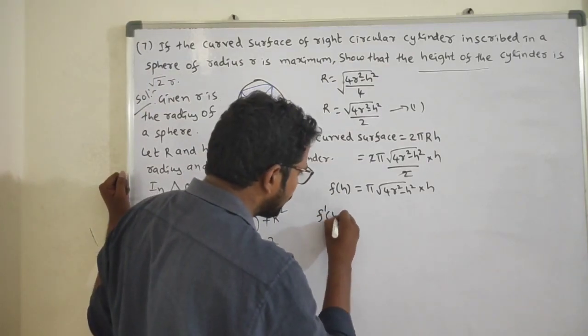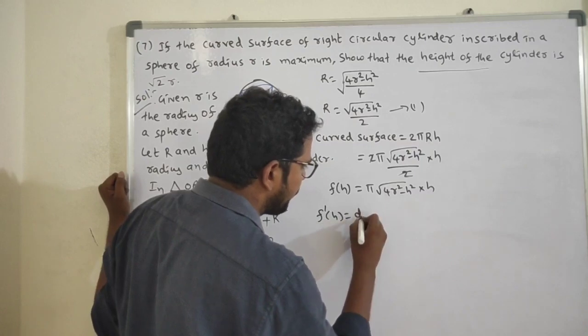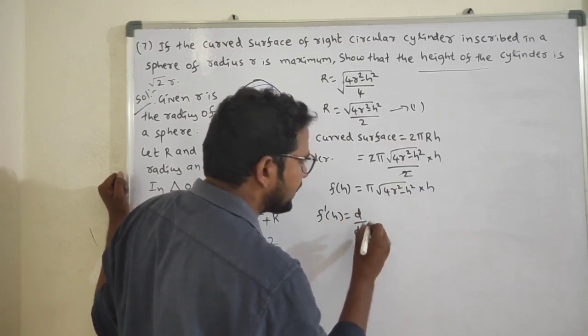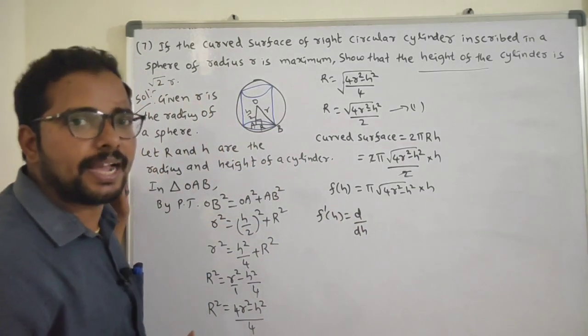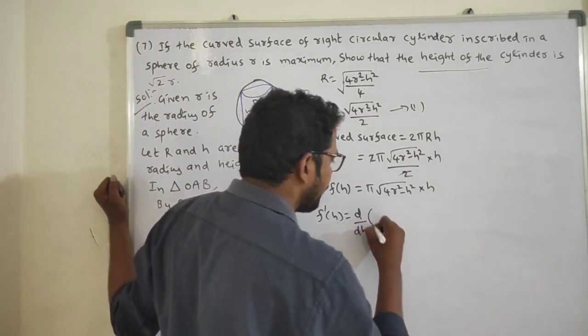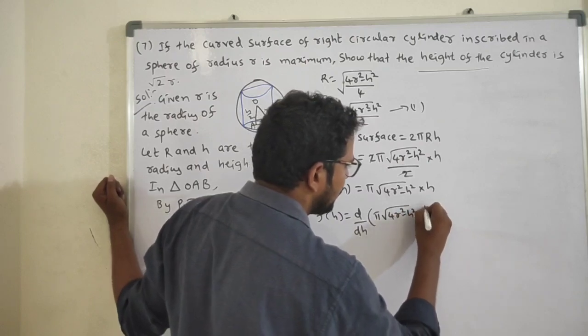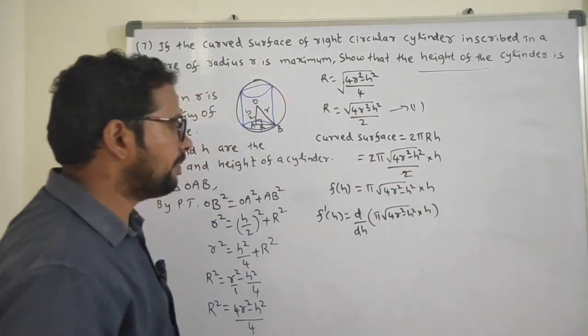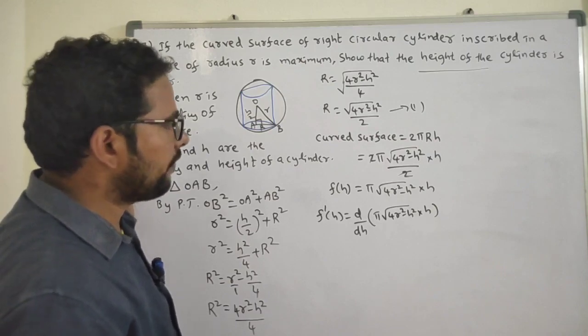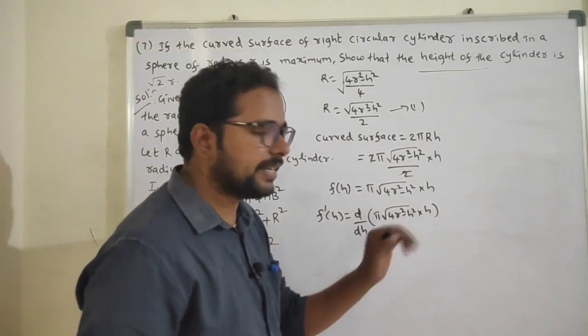f'(h) = d/dh of π √(4r² − h²) · h. What is the variable? h. We are differentiating with respect to h, with respect to height. So d/dh of π into √(4r² − h²) into h.